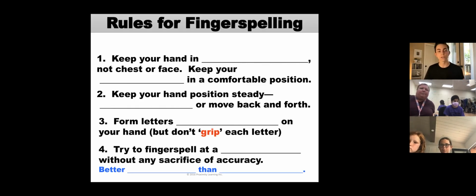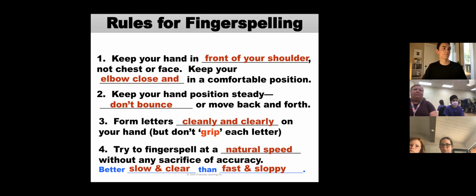All right, when you're fingerspelling, here are some tips to make it clear for the person receiving it. So we keep your hand in front of your shoulder, not over the chest or the face, right? We don't want to be fingerspelling like this. That's kind of weird. But if we keep it over here, it's nice and clear, and you can still see my full body, right? So it's in front of your shoulder, and then keep your elbow close and comfortable. So you shouldn't be super stiff, and you shouldn't be out here, right? Keep your hand position steady, and try not to bounce or move back and forth.